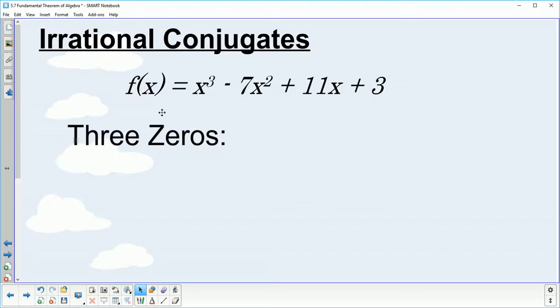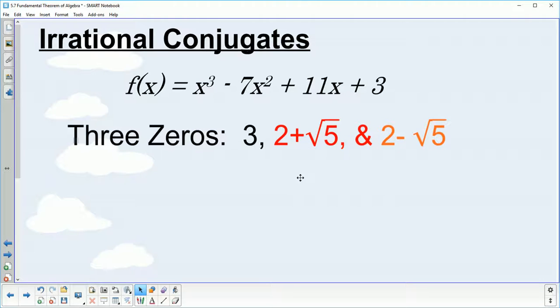A similar example: x cubed minus 7x squared plus 11x plus 3. We could use, again, the rational roots theorem. We could find that 3 is a zero, do synthetic division, create an x squared term, and then plug into our quadratic formula. We'd get that 2 plus square root of 5 is a zero, which means 2 minus the square root of 5 is a zero.